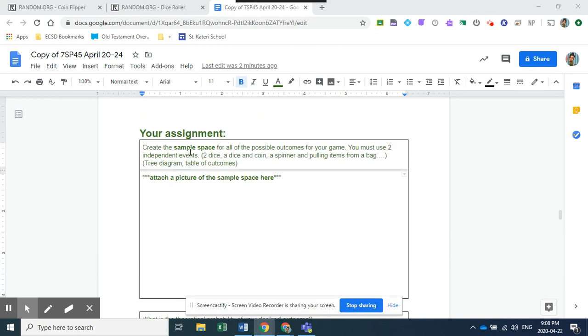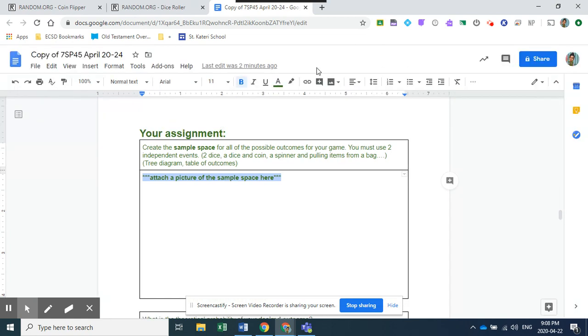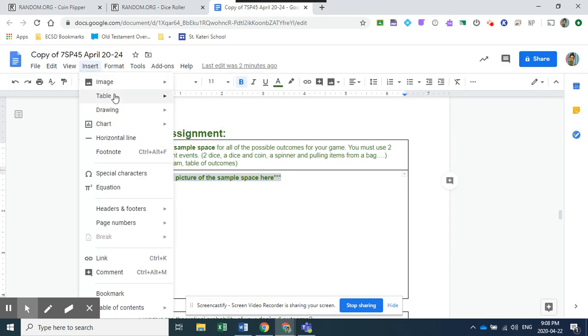The first part is to create the sample space for all the possible outcomes for your game. You must use two independent events, and I would just stick with two. Don't make it too complicated. For this part, we're going to insert a table of outcomes instead of the tree diagram because it is easier to do on a computer. But having said that, if you want to draw it and then insert a picture, go for it.